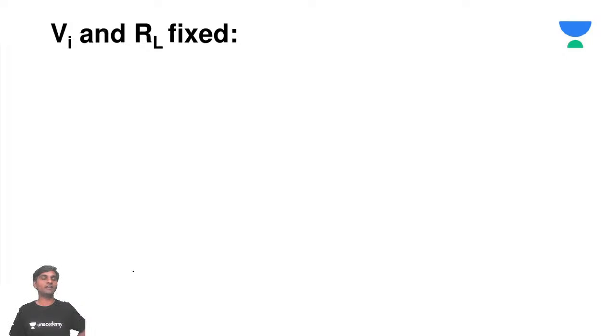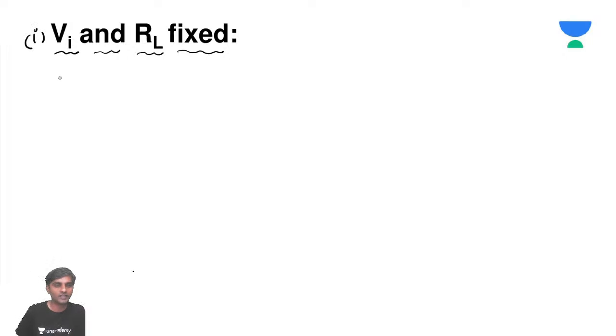Now, when can it act as a regulator? Now we will see. Let's say V input is fixed and RL is also fixed. When V input is fixed and RL is fixed, what happens? Consider this as case 1. Now we will see, so let me try to draw the circuit.